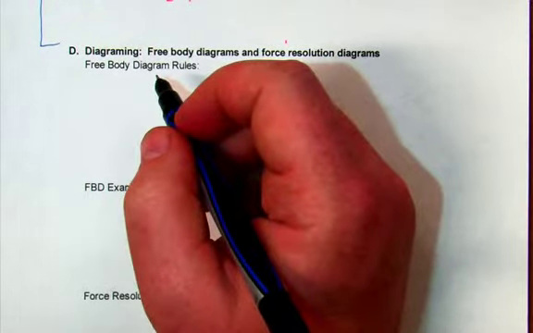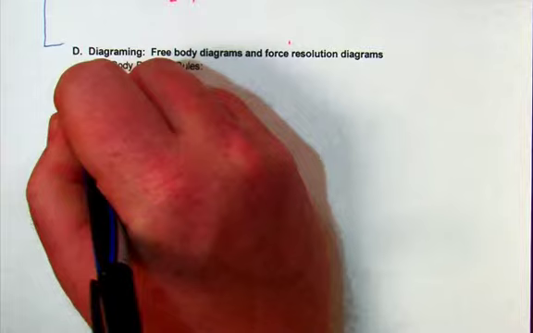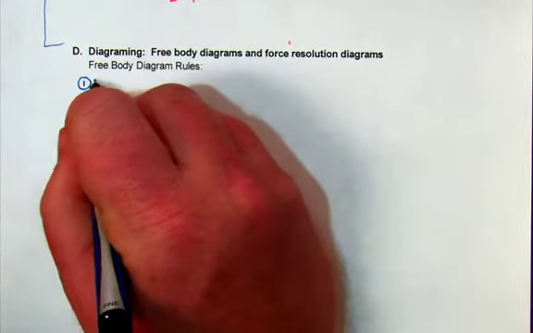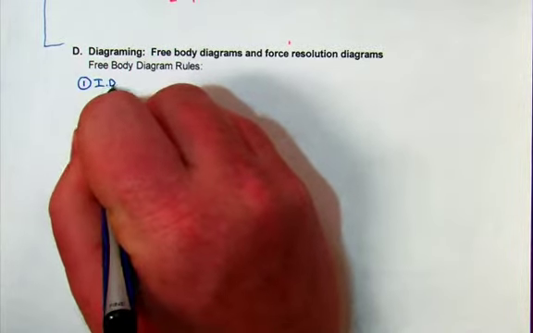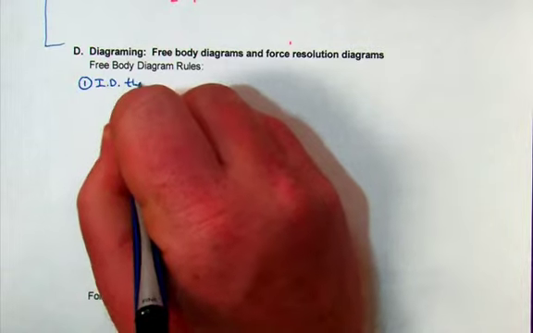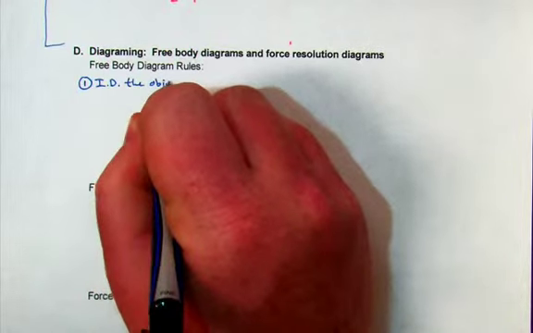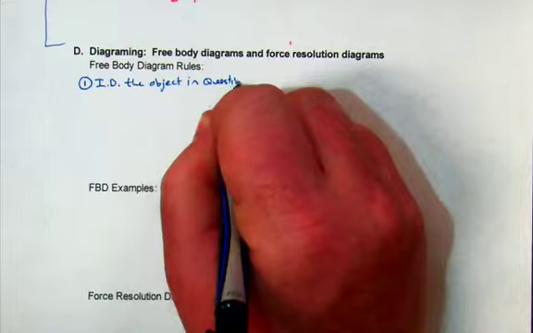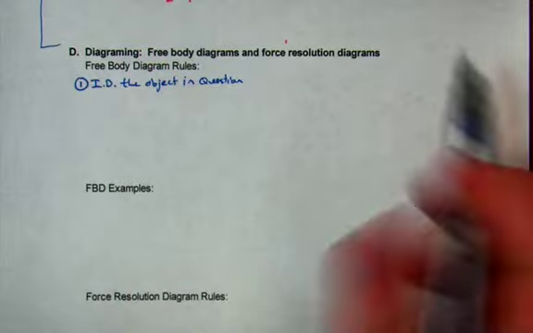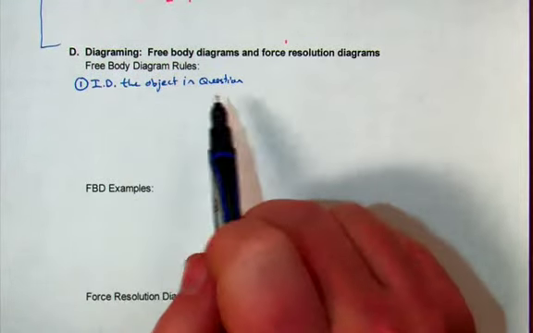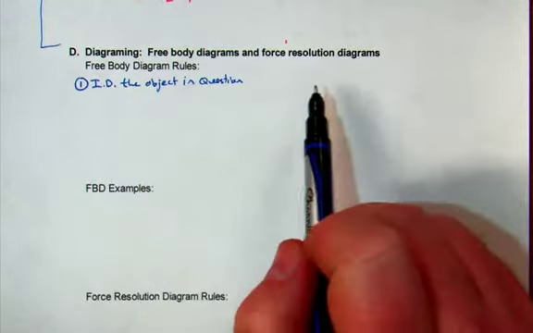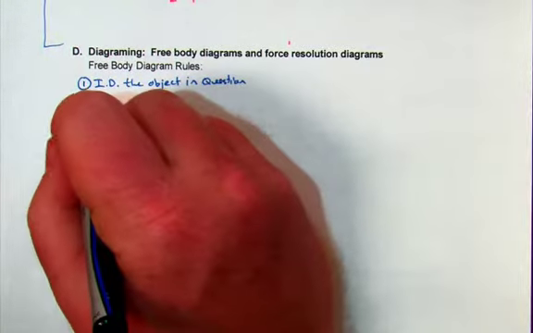And I have 3 basic rules, okay? So the first thing you're going to want to do is identify, ID, the object that you want to look at. The object in question, okay? So you're going to draw a free body diagram for an object. You need to specifically state what object you're drawing it for.